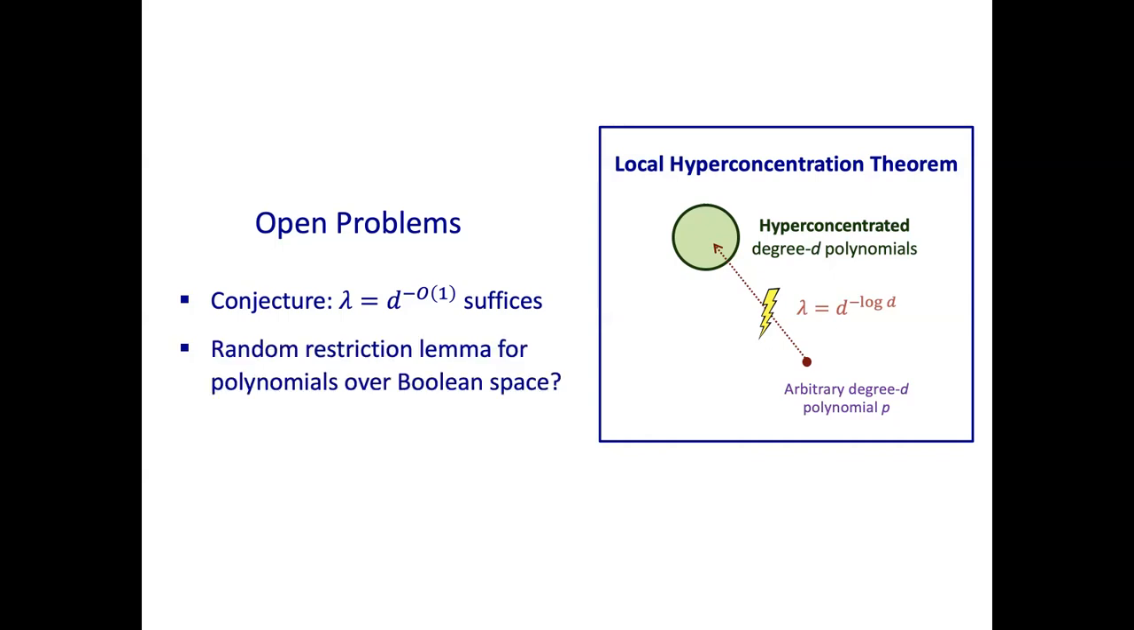The second open problem is to prove an analog of our local hyperconcentration theorem for polynomials over the more challenging Boolean space. We conjecture also that such a random restriction lemma should be true. If this lemma is proved, it wouldn't directly give a PRG over Boolean space, but it will be a very promising and interesting first step towards it.